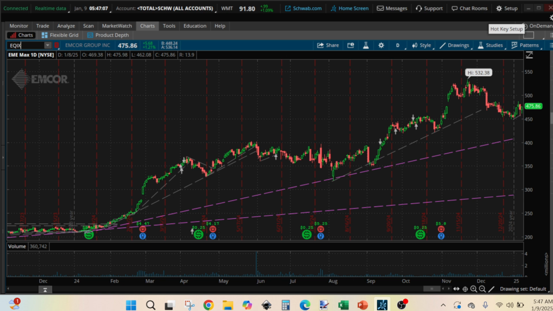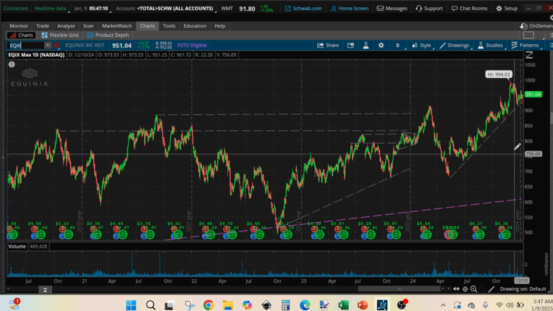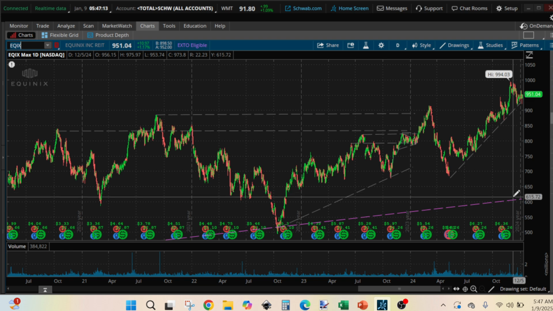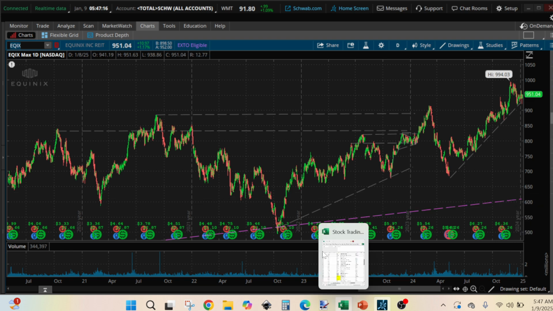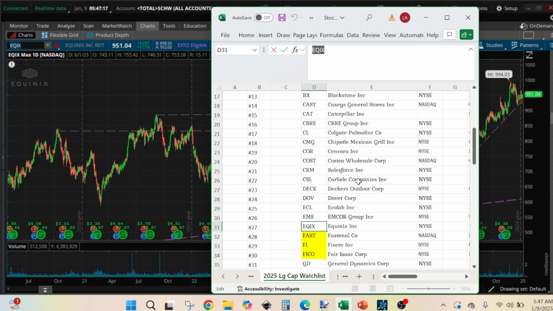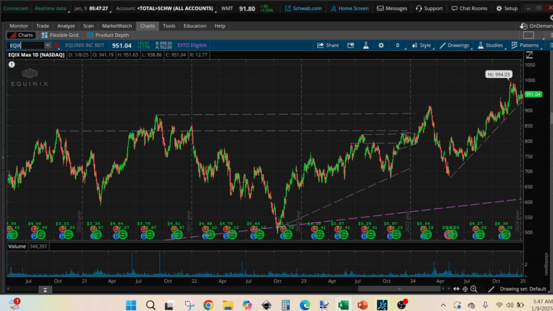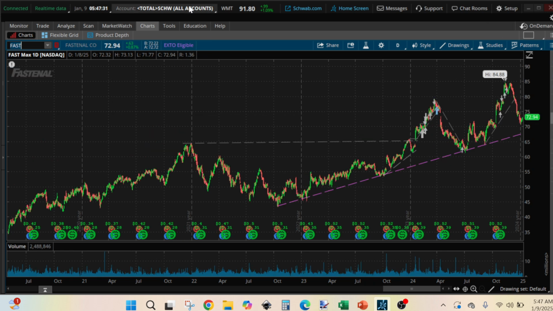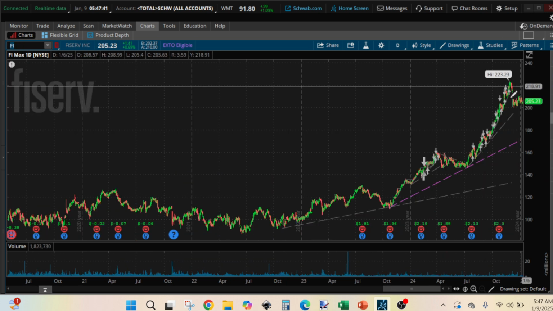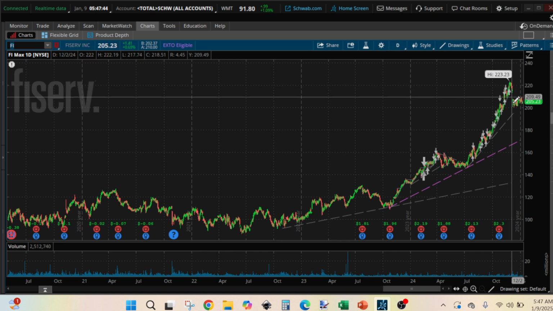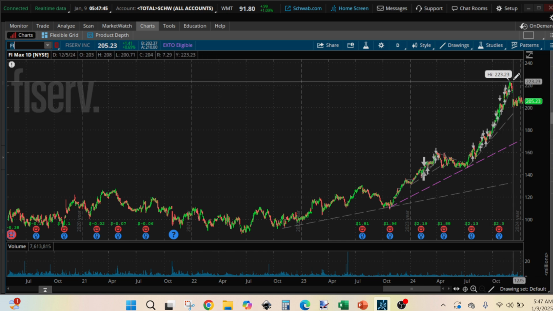EQIX is following this trend line, but we like to wait and get in at this trend line. FAS, those three, we purchased them and have them in our portfolio. We purchased high up there, that trend line ended, and right now it is going down. The next one is FI. We purchased that one somewhere up there, and the price, that trend line ended, and now it's following this trend line.